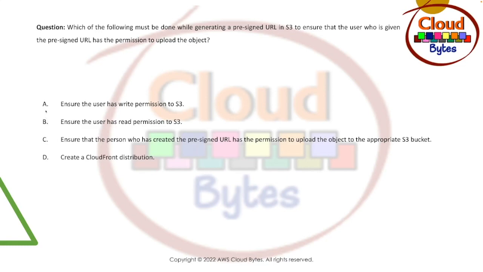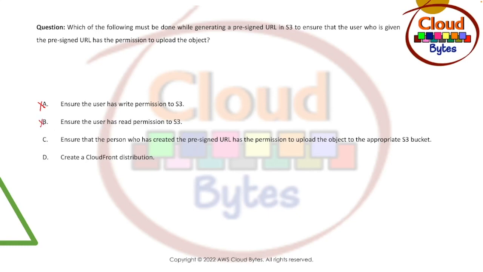So let's go from option A. Ensure the user has right permission to S3. Now this is not a required step. With the pre-signed URL, the user itself doesn't need to have write permission to S3. This option is incorrect. Ensure the user has read permission to S3. Now this is also not a required step. With a pre-signed URL, the user itself doesn't need to have read permission to S3. So this one is also incorrect.